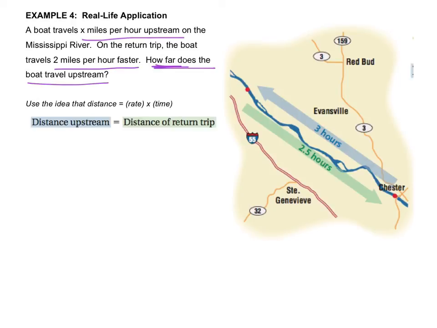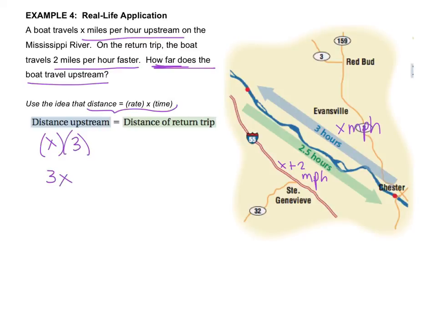But they do tell us that upstream it was X miles per hour. And then downstream it was 2 miles per hour faster. So that's going to be X plus 2 miles per hour. Well, if the rate upstream is X and the rate downstream is X plus 2, then we have all the information to use in this formula and we can plug it in. So let's look at the distance upstream. The distance upstream is going to be the rate, which is X, times 3. So that's going to be 3X.